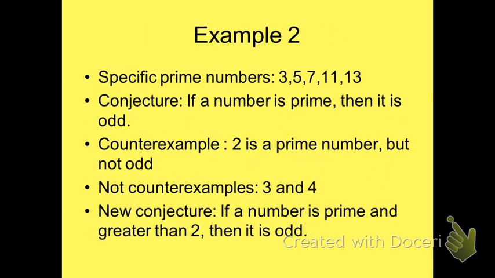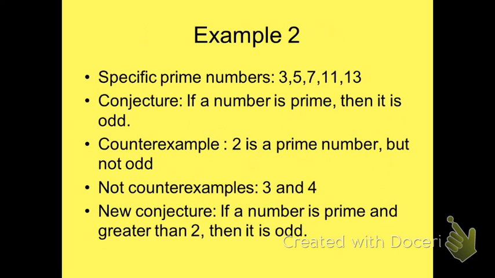Here's another example. Let's say we have these specific prime numbers, 3, 5, 7, 11, and 13, and we want to make a conjecture about them. So we'll say, all right, since all those numbers are prime and they're all odd, I'm going to assume that if a number is prime, then it is odd. Now, again, remember, conjectures are not necessarily true until you prove them. So, a counterexample could be found with this conjecture, and that counterexample would be 2, because 2 is a prime number. It fits the first part of the statement, but it's not odd, so it doesn't fit the conclusion.